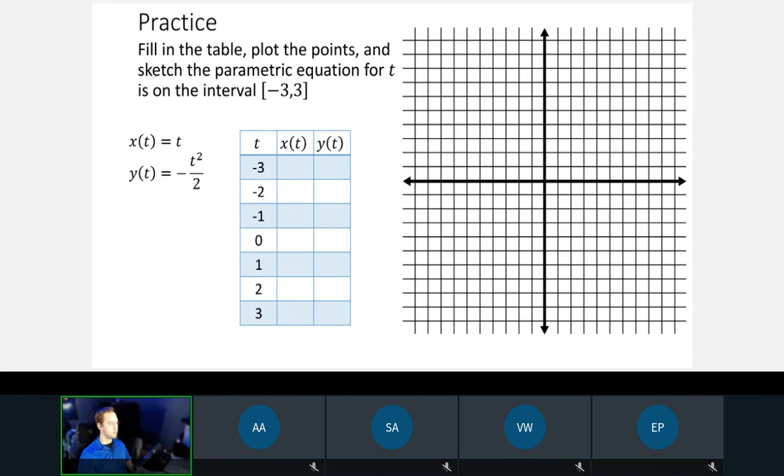All right, so here is another one. I'll give you all 2 minutes to fill in these values and graph it. And again, just round to 1 decimal place.